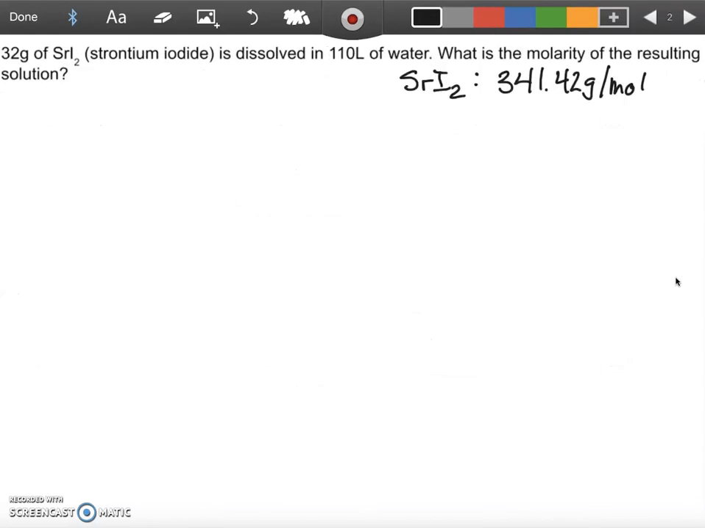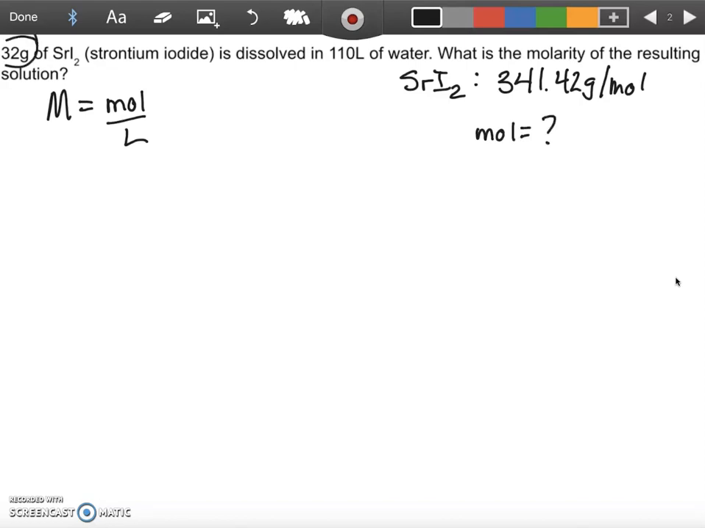Alright, let's look at another problem. This one's going to be a little bit more complicated. This time it says you have 32 grams of strontium iodide dissolved in 110 liters of water. What is the molarity of the resulting solution? Alright, think back to the definition of molarity. Big M is moles per liter. So we need to figure out what the moles are. Did it give us moles in the problem? Oops, it did not.